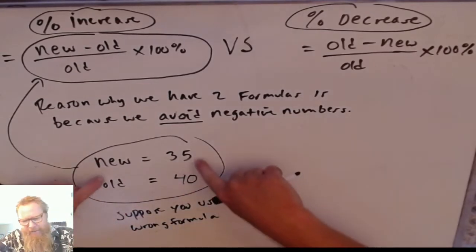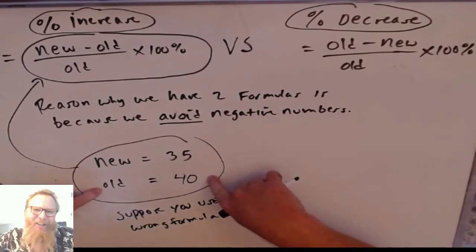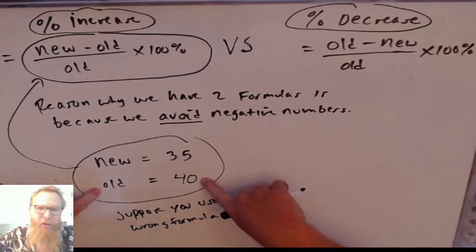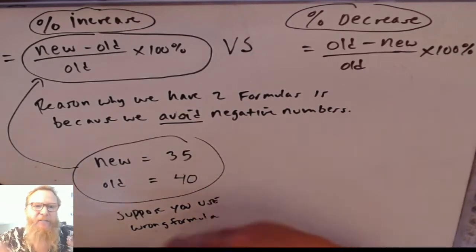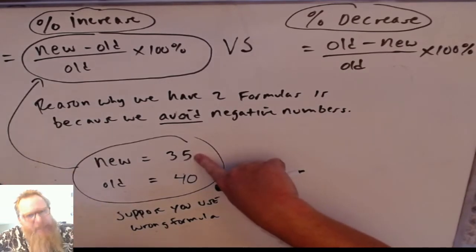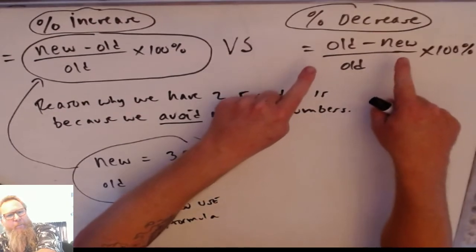You notice that the new amount is 35, the old amount is 40. It's actually gone down, right? If something used to cost 40, or if there used to be 40, whatever that means, $40, 40 people, and now there's only 35, that means the number has actually gone down. So I should be using this formula, right?